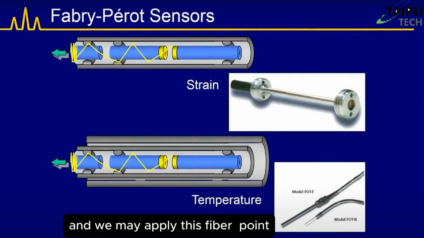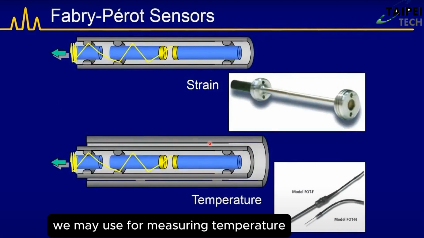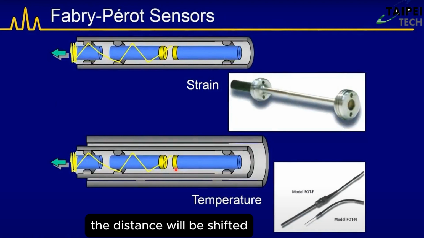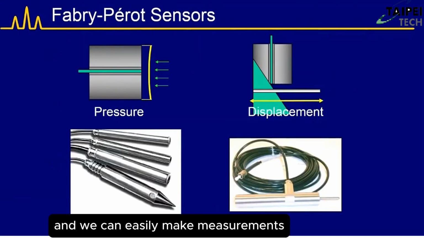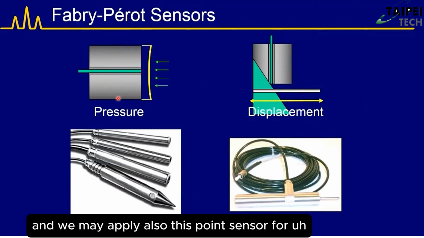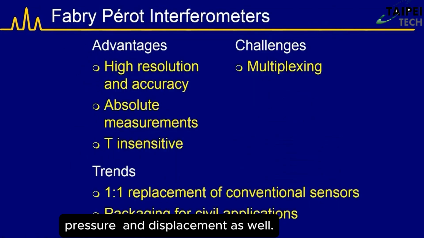And we may apply this fiber point sensor for measuring strain, as we observe here. We may use it for measuring temperature. If we apply temperature, the distance will be shifted, and we can easily make measurements. We may also apply this point sensor for pressure and displacement as well.